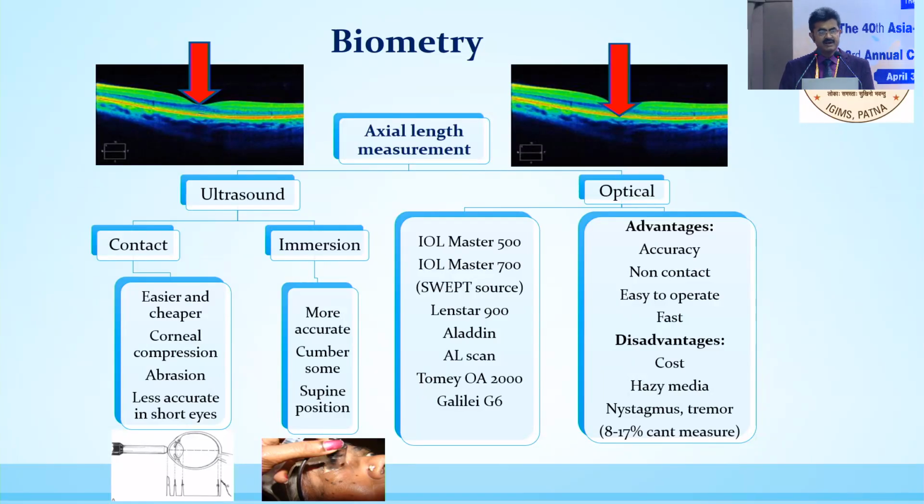And the optical ones which have come, you have different biometers, IOLMaster 500, 700, Lenstar 900, and different biometers are there. They are definitely advantageous, more accurate, but very costly. And in hazy media, it may cause an issue, but the newer biometers have taken care of these things.